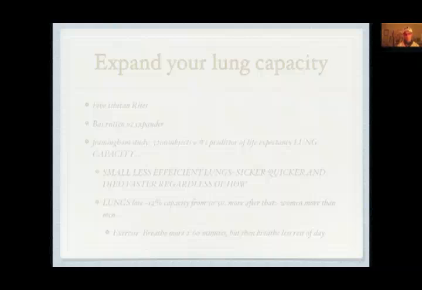Small, less efficient lungs equals you get sicker quicker and you die faster, regardless of how. Okay, so that was what the study concluded. Your lungs lose approximately 12% capacity from ages 30 to 50, and even more after that. And women will lose more than men.